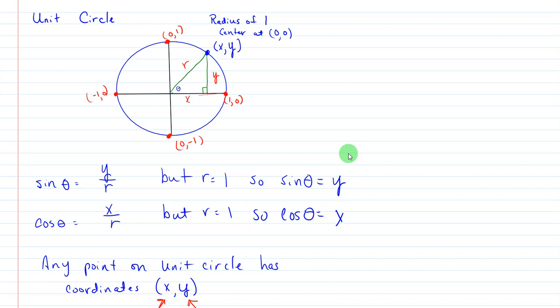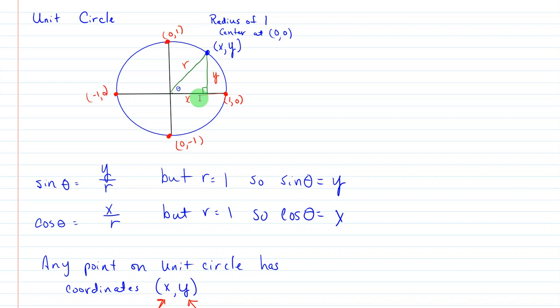The unit circle is a circle that has a radius of 1. So this length here is 1. The center's at 0, 0. Everywhere around here it's a unit of 1, so you could see that right here you'd be at 1, 0, here you'd be at 0, 1, negative 1, 0, 0, negative 1.